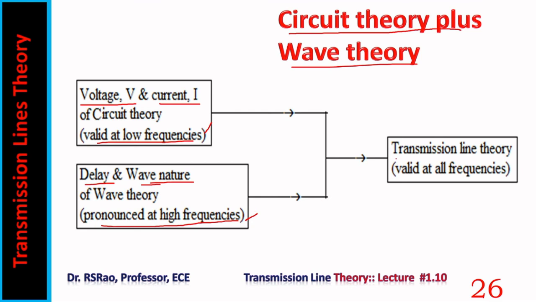Now transmission line theory. Transmission line theory is valid at all frequencies, 0 to infinity. We consider all frequencies, and it is analyzed in terms of voltages and currents also. We use wave nature also. Delay, wave nature, all those things that we studied in field theory are also taken into consideration. So the basic point here is that transmission line theory uses voltages and currents pertaining to circuit theory. Not only that, it also employs the delay and wave nature, which were investigated while studying wave theory. Both these aspects combined you can find in transmission line theory.